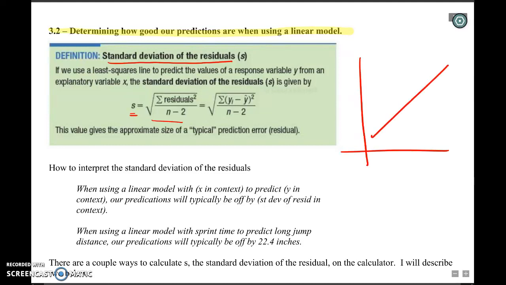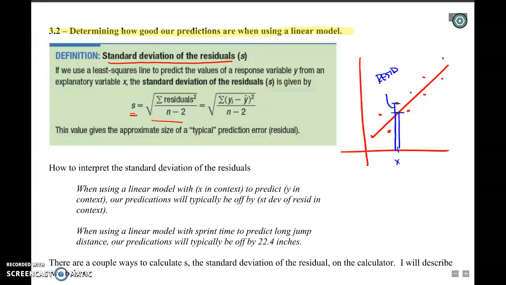If we have a least squares regression line about some data points like this, when we make a prediction, when I pick a certain value of x, let's say I pick this value of x right here, this is the actual value of y, and then this is my predicted value of y. There's a difference between those two things. That's my error. That's called the residual. So the question then would become, when I make these predictions, on average, what are my prediction errors?